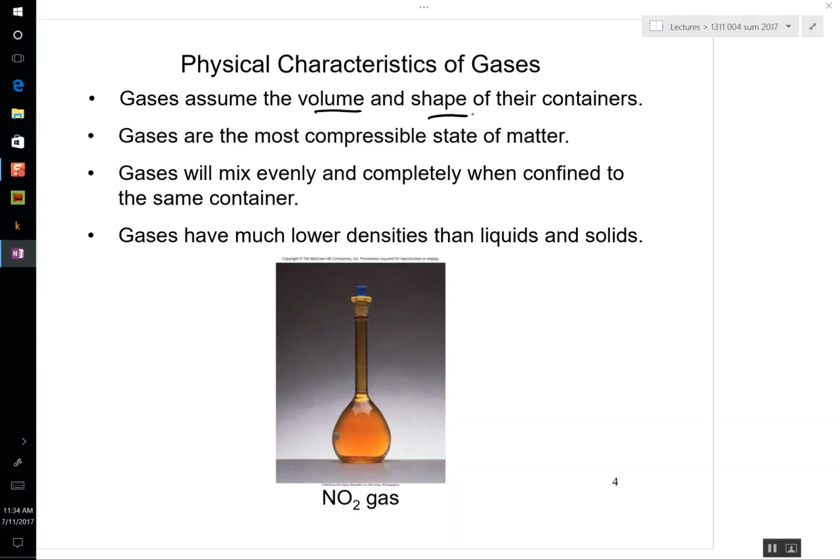All right. We'll get to that in a minute. Gases assume the volume and the shape of their containers, whereas a liquid, the liquid in this bottle, has a particular volume, but it has assumed the shape of the container. It has no defined shape. It will assume the shape of any container you put it in. You pour that into a pan, it'll flow out into a pan. It won't change its volume. It'll have the same volume as it has in that bottle. Gases have much lower densities than liquids and solids.